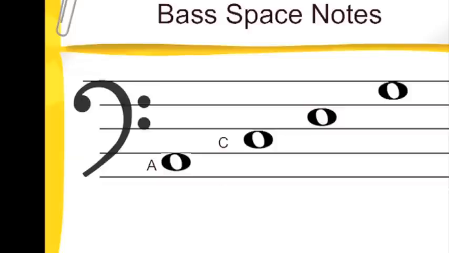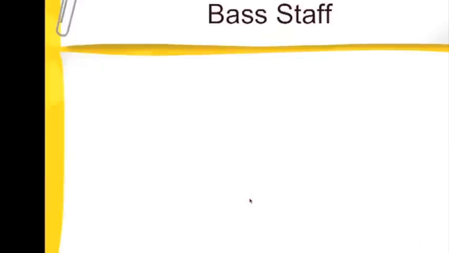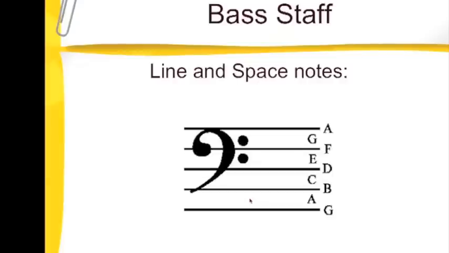If not, just memorize this sentence for the spaces. So the sentence for the space notes in bass clef is all cows eat grass. So the spaces are A, C, E, and G. Here's what they look like all next to each other, the entire bass staff. So we have G on that bottom line, because remember the sentence for the lines was good boys do fine always. Next comes our A for all cows eat grass. B, C, D, E, F, G. Top line is A. Next we would have a B, a C, etc. But we'll get to those later on.